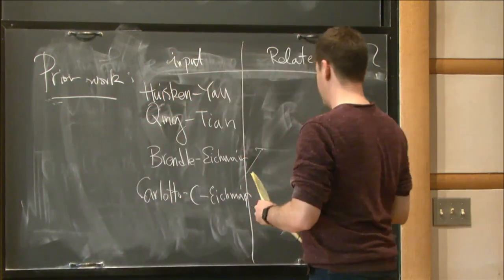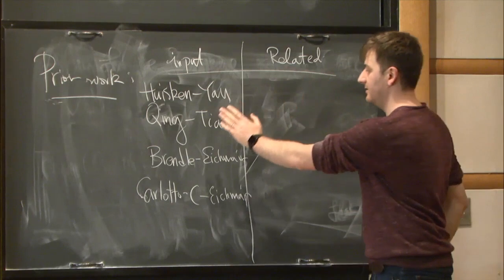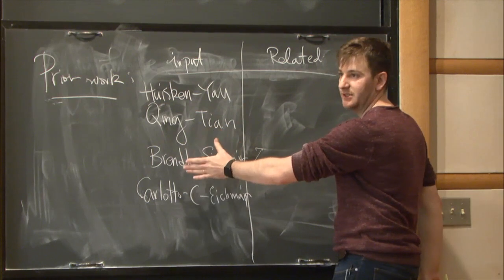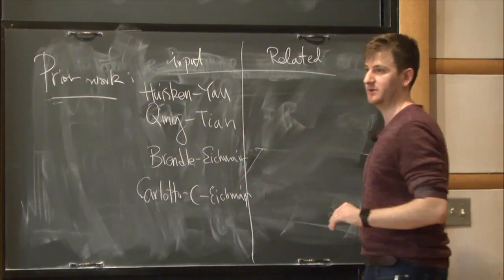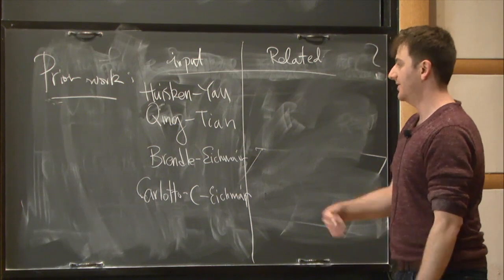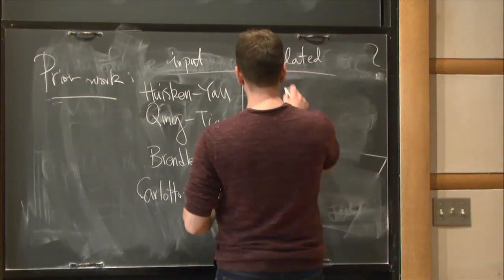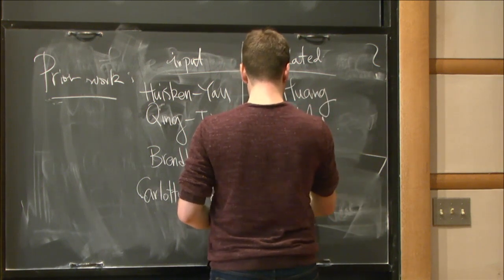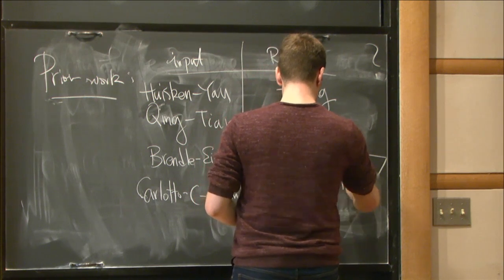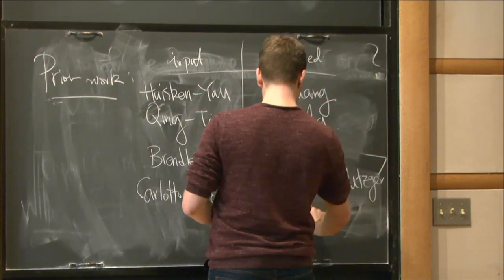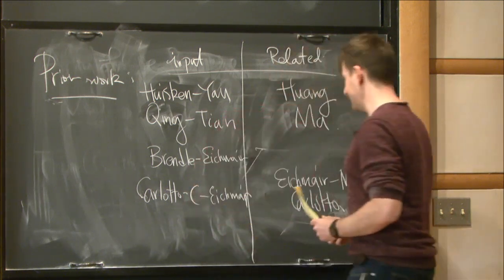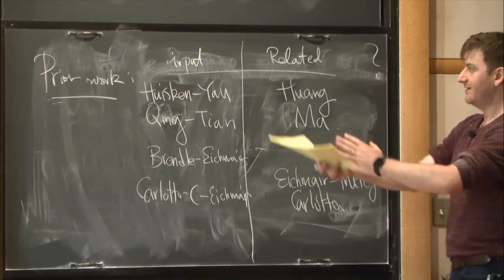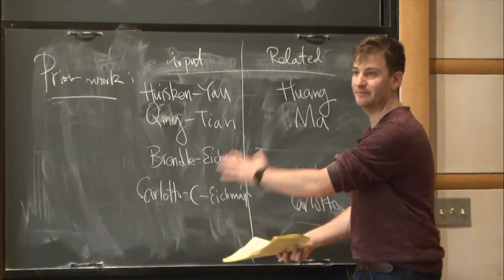The results that go as input: first, Huisken–Yau and Qing Tian, and Brendle–Eichmair in some settings could be used as input, although we slightly strengthened that result in a companion paper. And then there's work of Mikhail and I with Alessandro that also goes into this. But I should also mention Lan, Ma, and several other works which are very closely related, although they're not used as exact inputs.